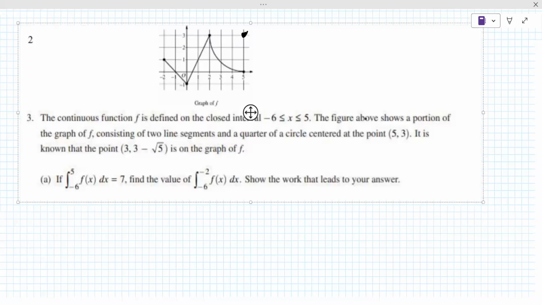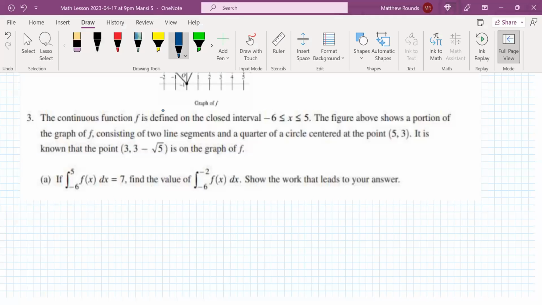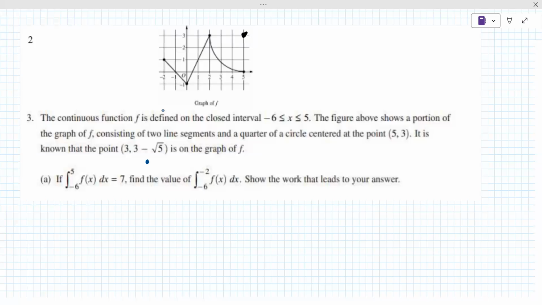So that was good to kind of denote that. It is known that the point (3, 3 minus square root of 5) is on the graph of f. All right, well, maybe we'll use that later on. Put that in blue here. That's somewhere there. All right, if the integral from -6 to 5 of f of x dx equals 7, find the integral from -6 to -2.